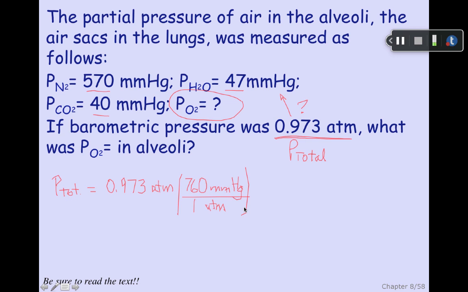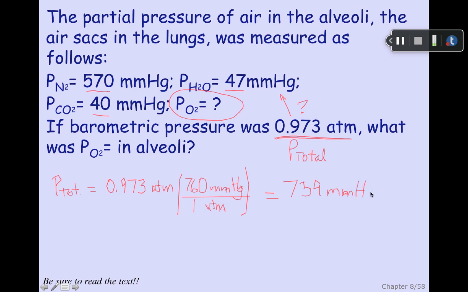Putting this one in the calculator only takes a moment. Hopefully you can do yours quickly. 0.973 times 760, and the answer is 739. Let's call it a 3 sig fig value here. We're okay with that. It's 739.48, so 739 is enough for millimeters of mercury.